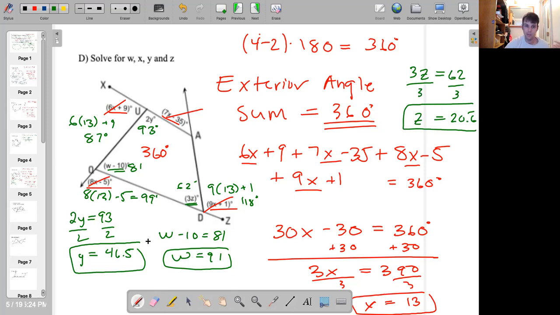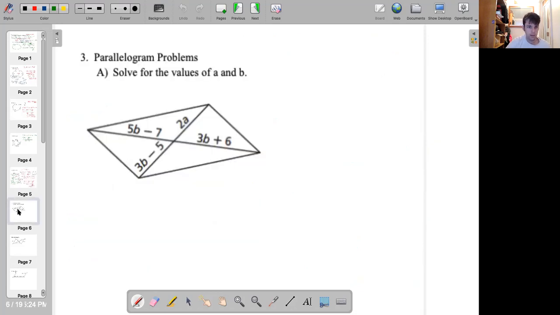Found w, x, y, and z. That is something, pay careful attention to what you're asked to actually give as your final answer on the test, okay? Okay, next one here.